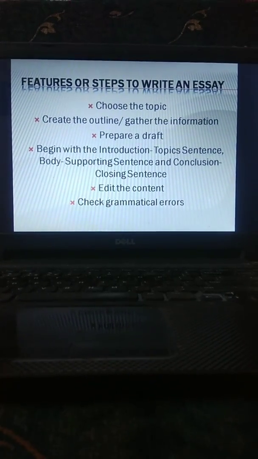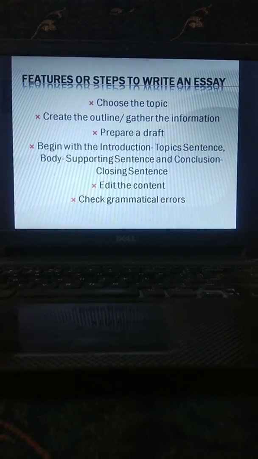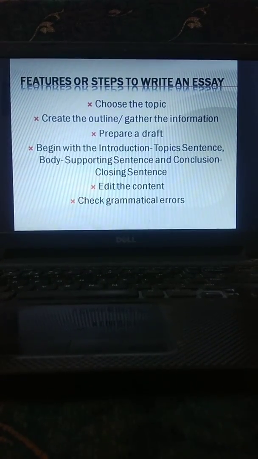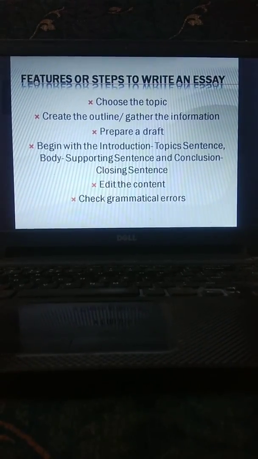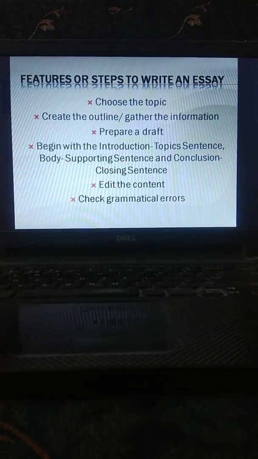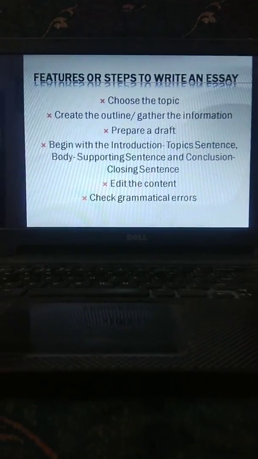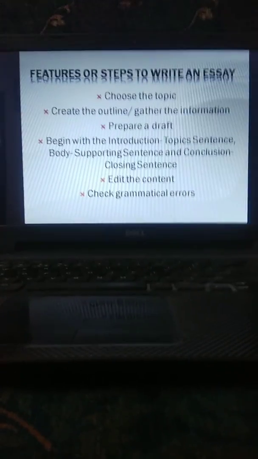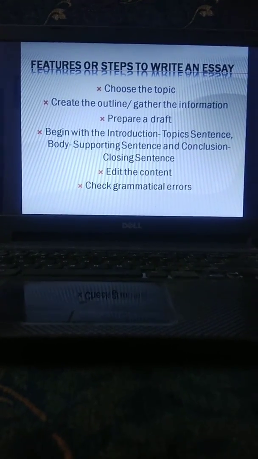Next, moving on to the closing sentence. How are we going to close this one? We know how to start and what needs to be kept in the body, but most of us get confused about what should be written in the closing sentence. As we discussed in paragraph writing, whenever we write a closing sentence, we have to restate the main idea. The main idea here is the topic sentence.